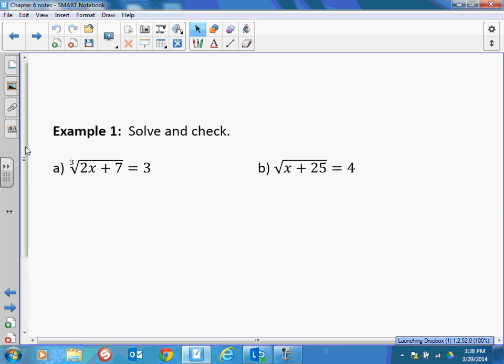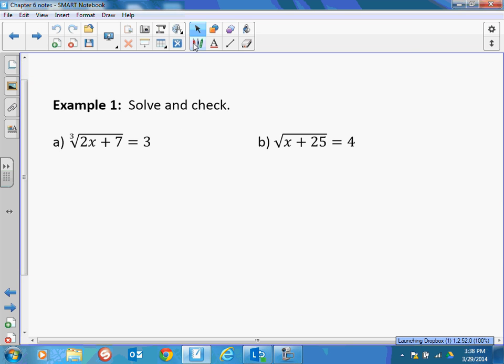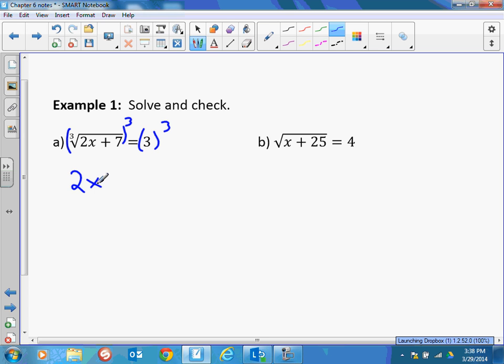Okay, so we got two problems here. Let's solve A first. The cube root of 2x plus 7 equals 3. So first thing we're going to do to get rid of the cube root is we're going to cube it. And if we cube one side, we have to cube the other. So the cube root and the cube cancel out, leaving us with 2x plus 7 equals 3 cubed, which is 3 times 3 times 3, 27. Then we solve that, get x by itself. We subtract 7 from both sides, then we get 2x equals 20. And the last step is divide by 2, and x equals 10.